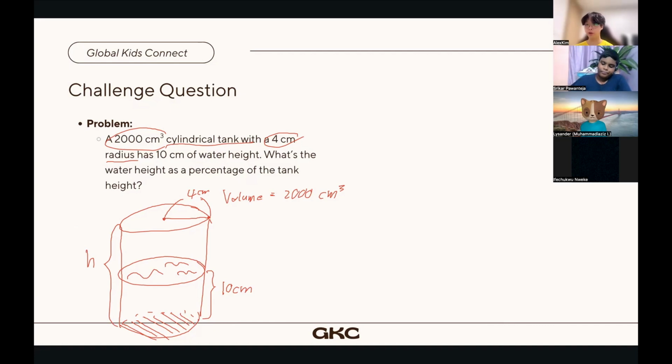And so we can find the area of the base by finding the area of the circle, which is pi r squared. The area of a circle is equal to pi r squared. For our case, r is 4 centimeters. And so if we square this, we can write it as 16 centimeters squared. And then we know that if we multiply the area with the height, then we get volume. So area times height equals volume.